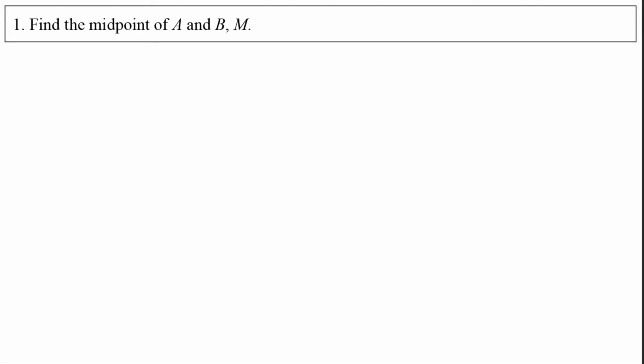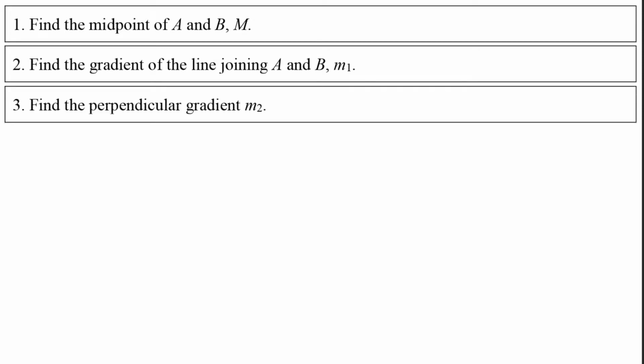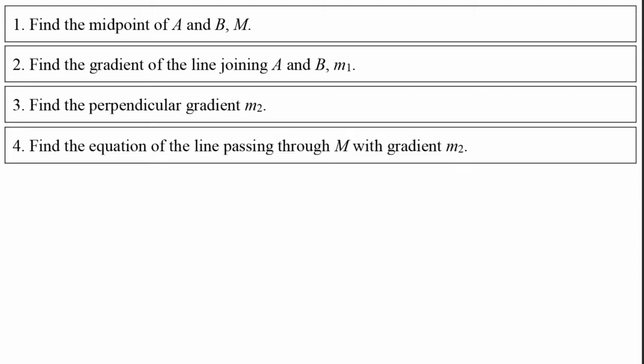Firstly, find the midpoint of A and B, let's call that M. Then find the gradient of the line joining A and B, let's call that m1. Find the perpendicular gradient m2. And finally, find the equation of the line passing through the point M with gradient m2.